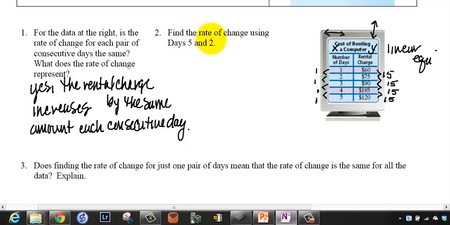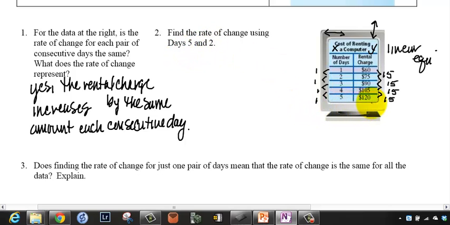The second question here then says, find the rate of change using days 5 and 2. Well, we know between each single day it changes by 15. We can use any 2 days to calculate this. So that's kind of what this question is getting at. Can we see this between 2 different days? We should still be able to see that the rate of change between these days is still going to be 15. So let's go ahead and write this out.